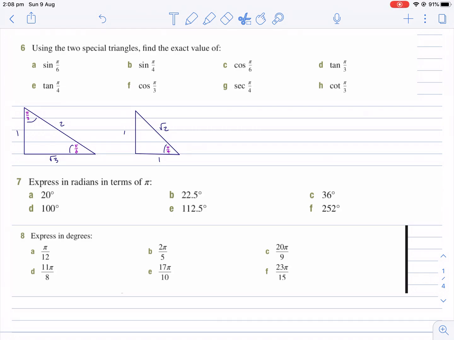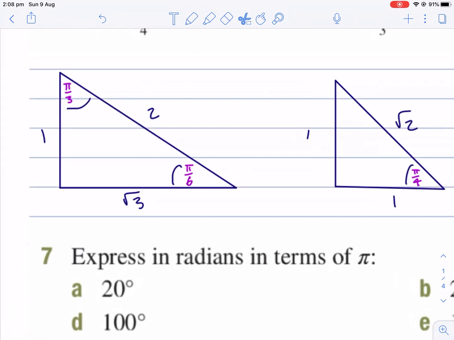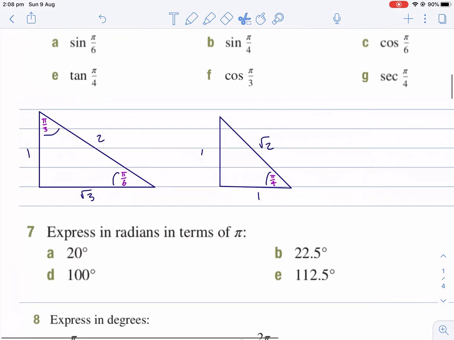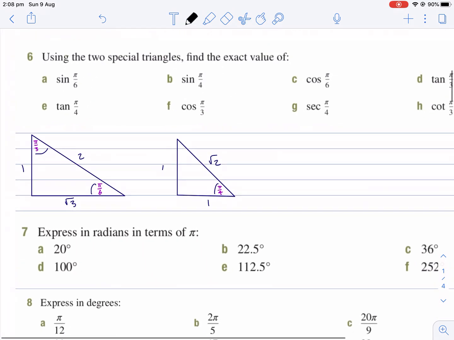Question 6, we're using these two special triangles. Now, I've replaced 30 degrees, 60 degrees, and 45 degrees with pi on 6, pi on 3, and pi on 4. So sine pi on 6, you can easily see 1 over 2. Sine pi on 4, 1 over root 2, which is the same as root 2 on 2 if you rationalise.